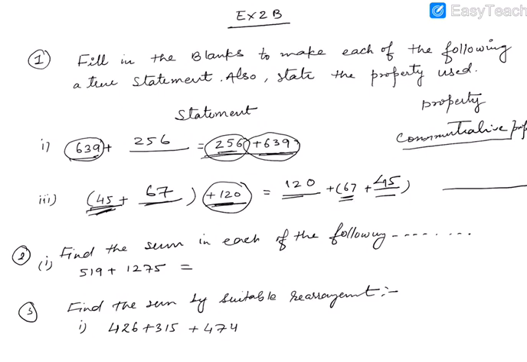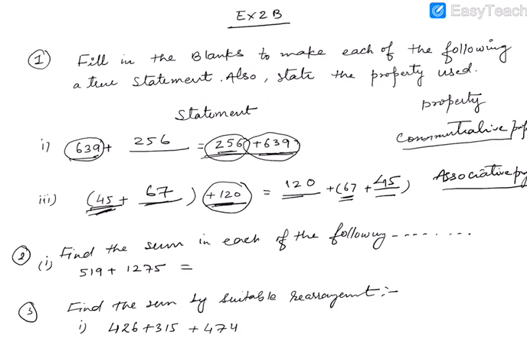So I have changed their order. Here 120 is written last, there 120 is written first; here 45 is written last, there 45 is written first; then 67 is in the middle, and there also 67 is in the middle. So I have changed the sequence and the answer will remain the same. Which property says this? Associative property. So like this you have to do it.